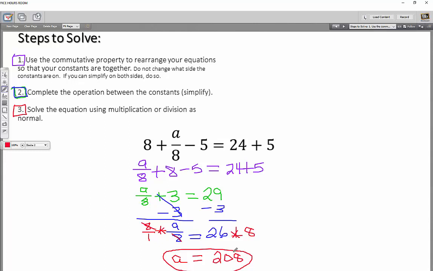So as a review, we're using the same steps that we used for addition and subtraction when we simplify constants before multiplying and dividing. Go ahead to your practice and practice these steps on your own.